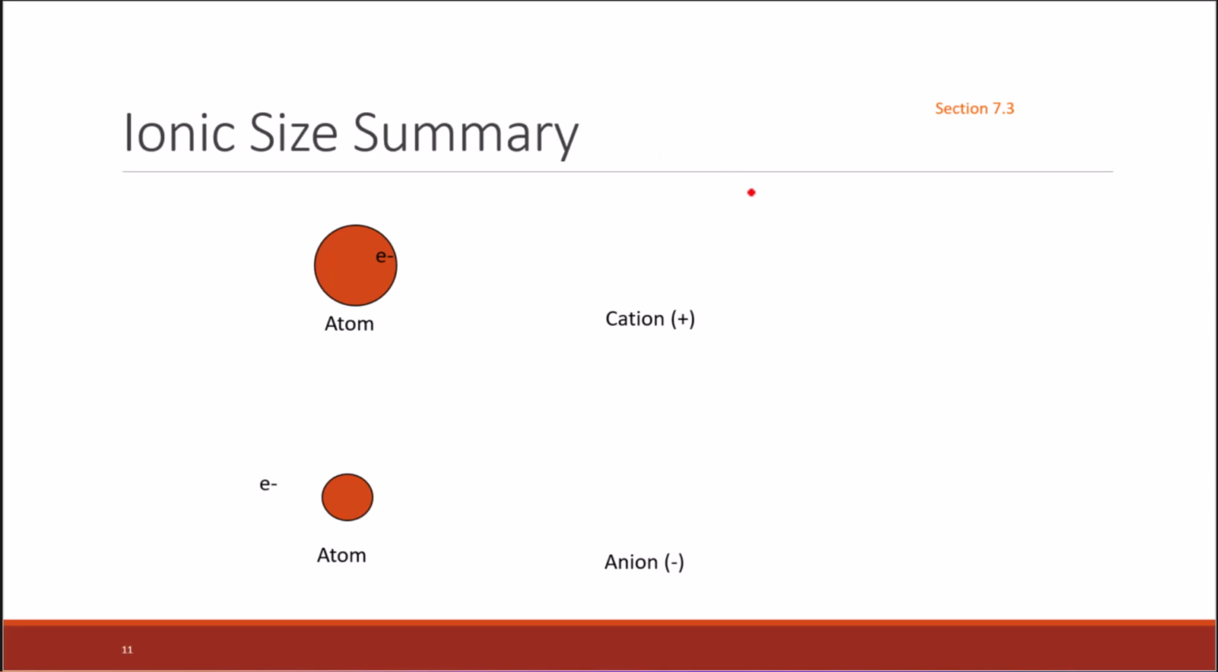Ionic size summary. Here is an atom, and this is going to be typically a metal. Let's think of this as sodium. So this is a sodium atom. It's got 11 protons.